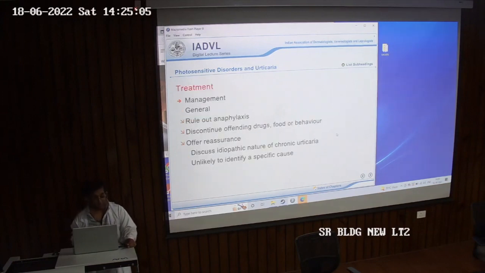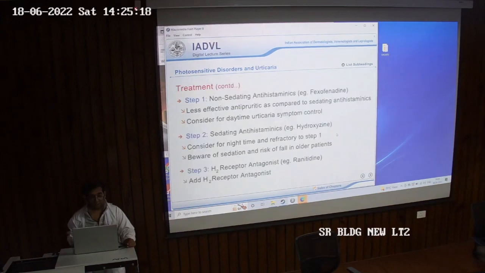Treatment. Management is general. Rule out anaphylaxis. Discontinue offending drugs, food or behavior. Reassurance should be offered. Discuss the idiopathic nature of chronic urticaria. It is unlikely to identify a specific cause.